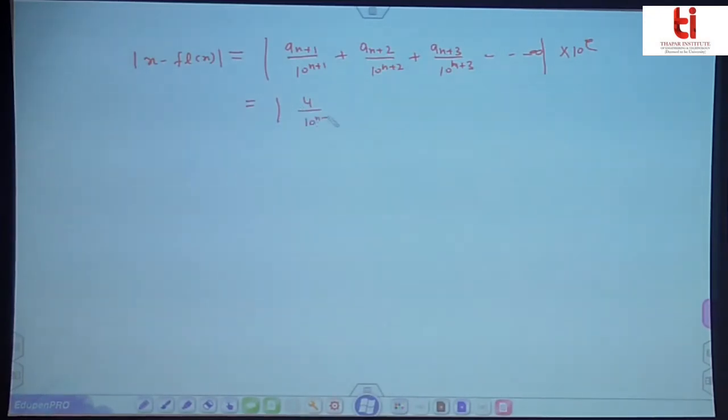So 10 raised to n plus 1, a_{n+2} it is 9, because we are replacing with the maximum, so we are getting this greater than or equal to sign. a_{n+2}, 9 upon 10 raised to power n plus 3, and so on up to infinity, 10 raised to power e. Okay, this is 4 upon 10 raised to power n plus 1 plus 9 upon 10 raised to power n plus 2.